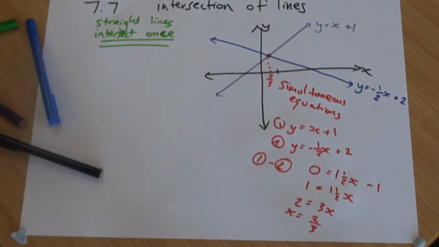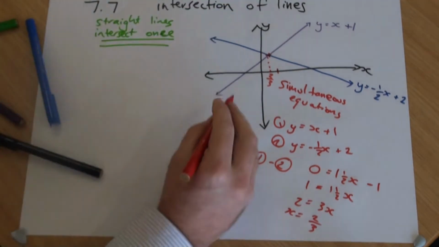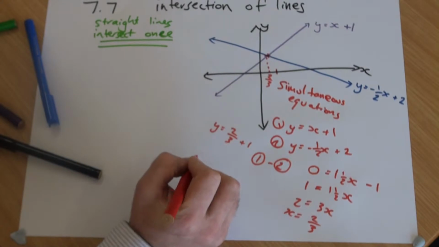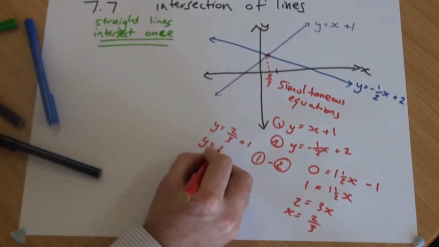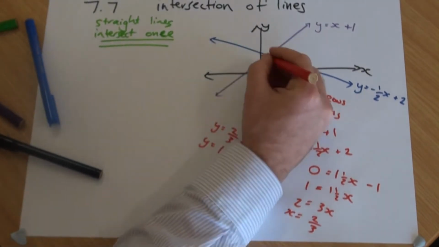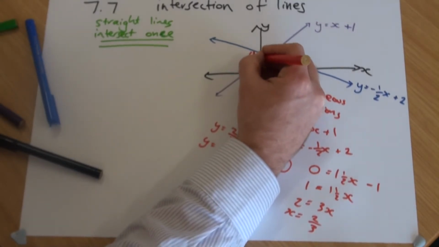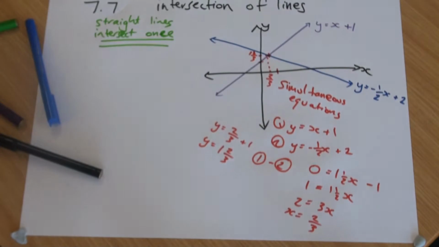Okay, now what about where the y intersect is? Okay, let's put that back into the original equation. y equals 2/3 plus 1. y equals 1 2/3. Okay, so that must be 1 there, and this must be 1 2/3. Well, that makes sense where they intersect.